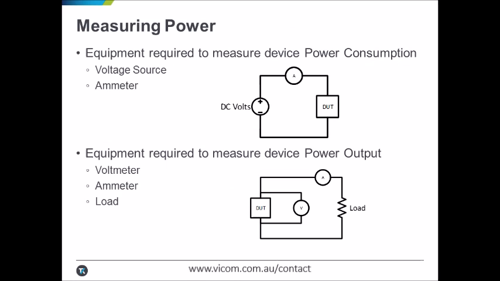The equipment required to measure power depends on if you are measuring a device's power consumption or if you are measuring a device's power output. To measure power consumption, you'll need a voltage source to source power into the device and an ammeter to measure the current drawn by the device. To measure the power output of a device, you will need a voltmeter to measure the voltage output, and an ammeter to measure the current drawn by the load that is actually drawing power from the device. The need for all these pieces of equipment can make power measurement a real chore.